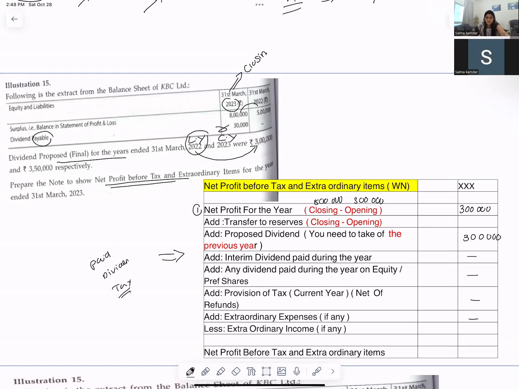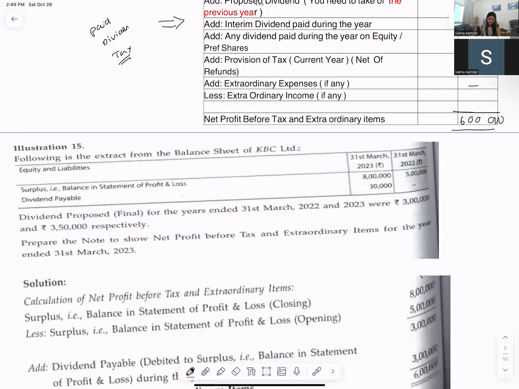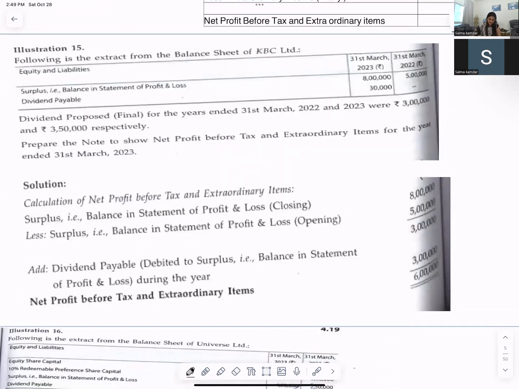So you need to keep the format in mind before deciding on anything, and then you will be able to find out the net profit before tax and extraordinary items. So your net profit before tax and extraordinary items is 600,000. You will write only the things that you need. Okay. Now the next question we will see.